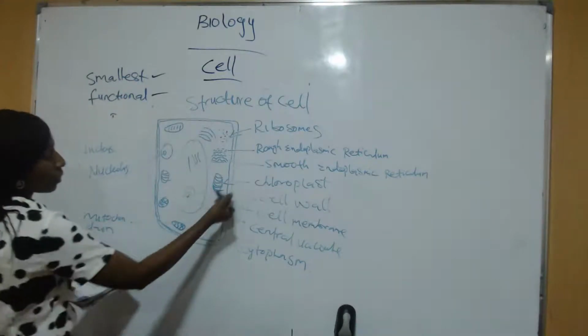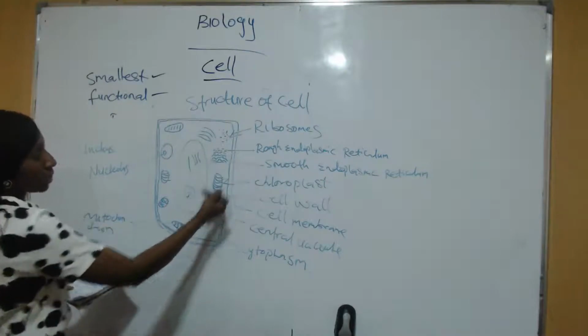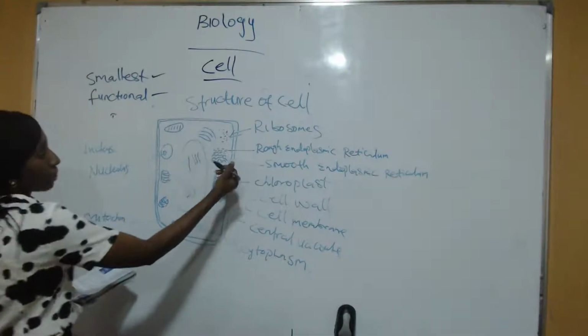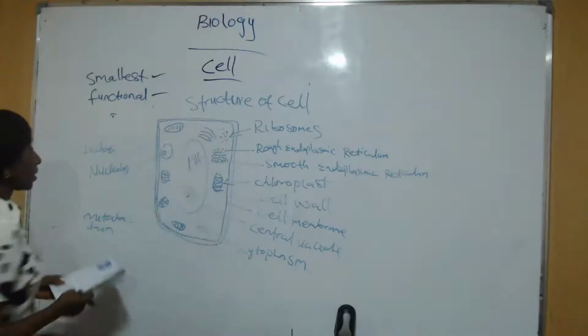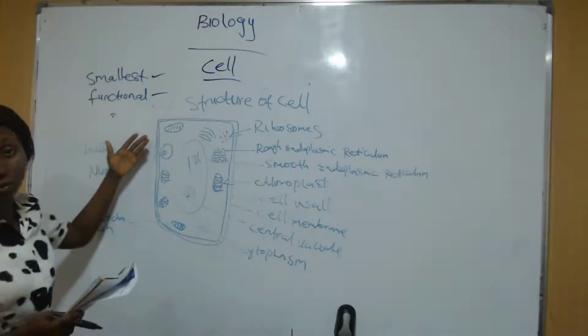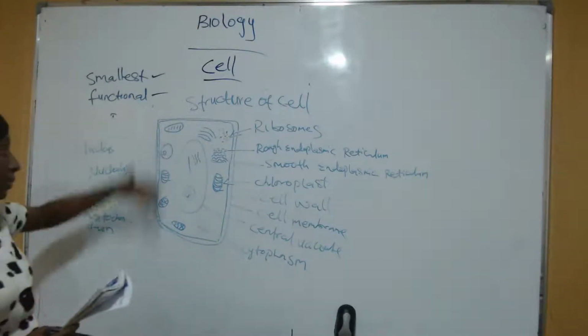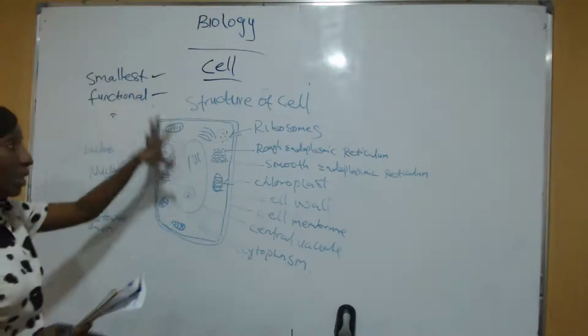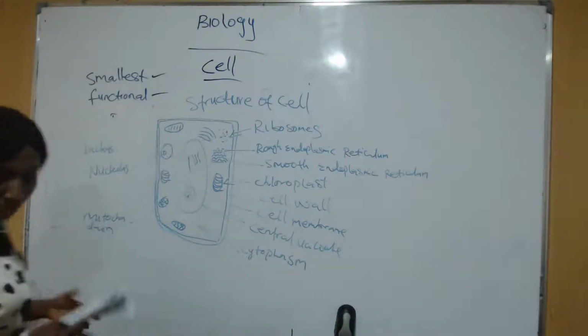So you find the chloroplast, the endoplasmic reticulum, the rough endoplasmic reticulum, the ribosomes, the nucleus, and every other cell organelle in the plant cell contained in the cytoplasm of the plant cell.